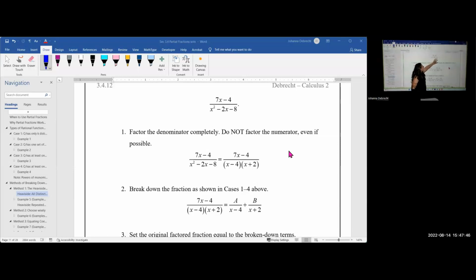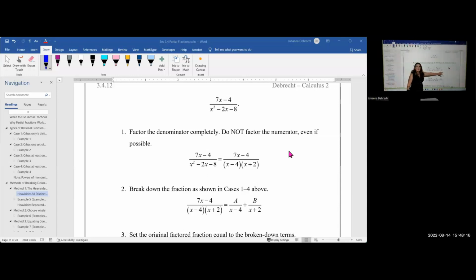We're going to start with the rational expression 7x minus 4 divided by the quantity x squared minus 2x minus 8. It is a proper fraction. Degree of the numerator is 1. Degree of the denominator is 2. What are the steps of the Heaviside method? Here they are. Factor the denominator completely. Do not factor the numerator. If it's factored, just leave it or multiply it out, but probably you're going to need it multiplied out at some point, but leave it.